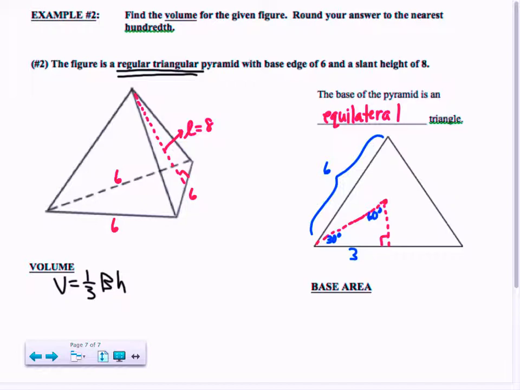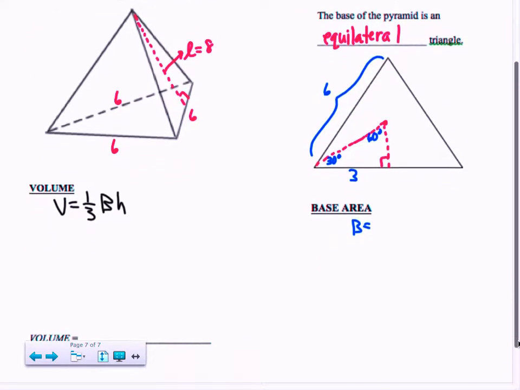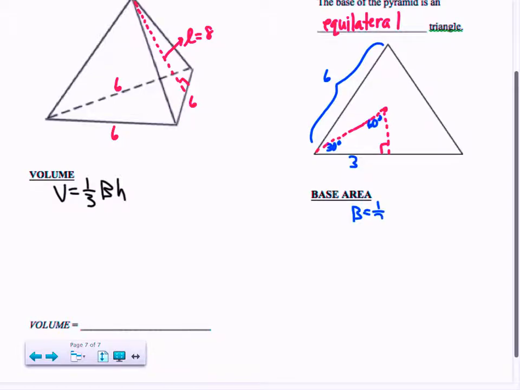How am I going to find the base area? Well, base area has to be 1/2 the apothem times the perimeter. Remember, that base is a regular polygon. All right, so here's the apothem right here. 30, 60, 90 triangle. Take 3, divide it by √3, and I'll clean it up. Boils down to just a √3.